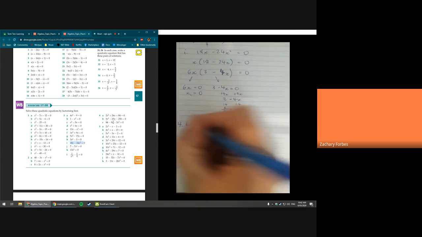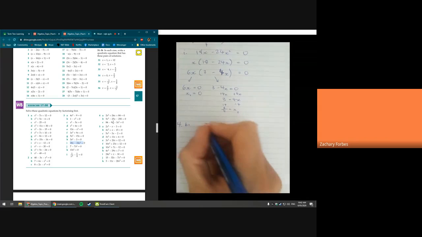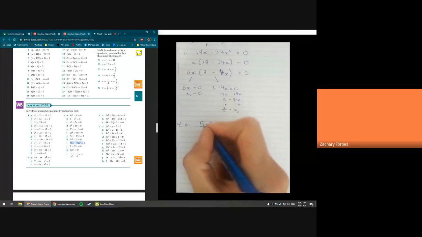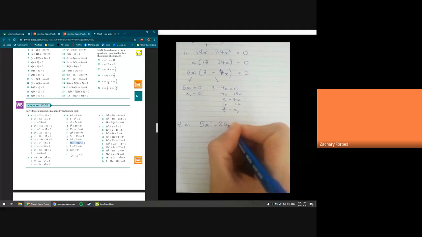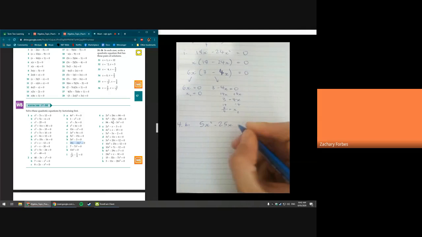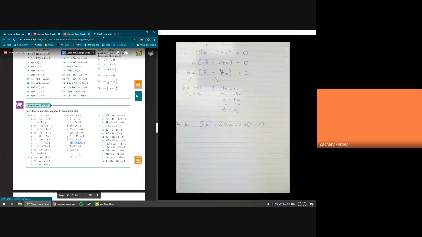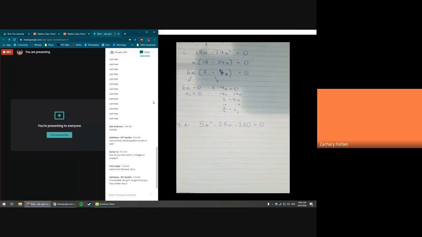5x squared minus 25x minus 250. Surely you guys can see the pattern that they've snuck into this one. I'm going to actually see if you guys can spot it. Can anyone spot any pattern? 5. Yeah, nice. So we could actually get everything here and divide it by 5. So we get x squared minus 5x minus, oh, that's a tough one.